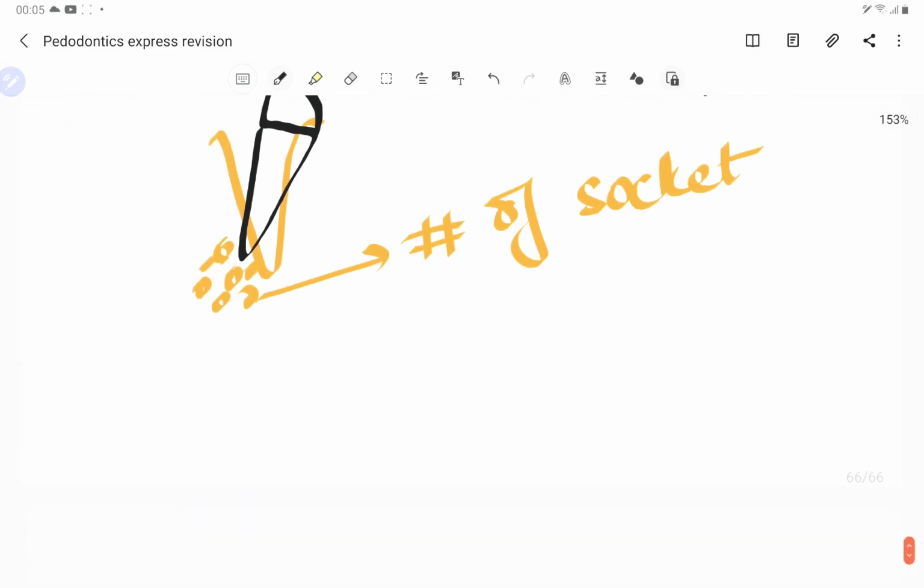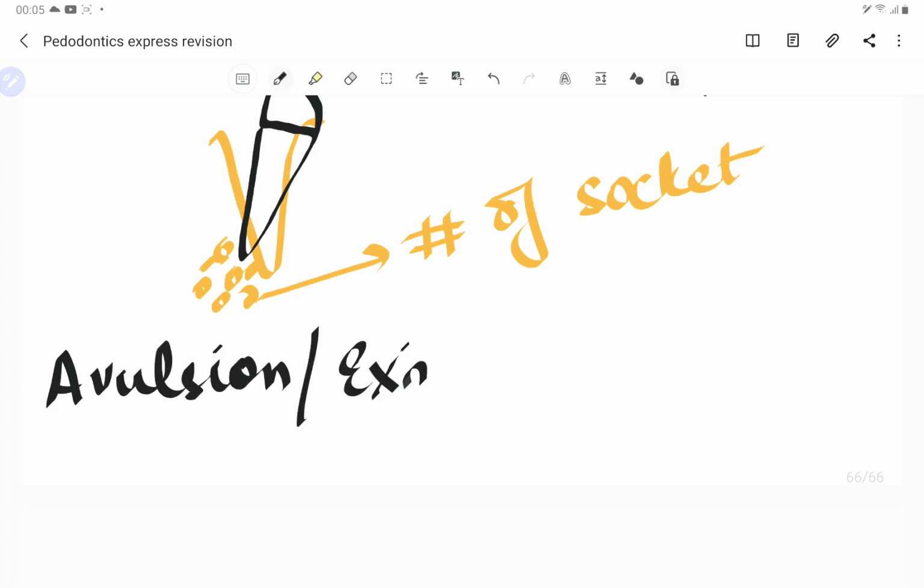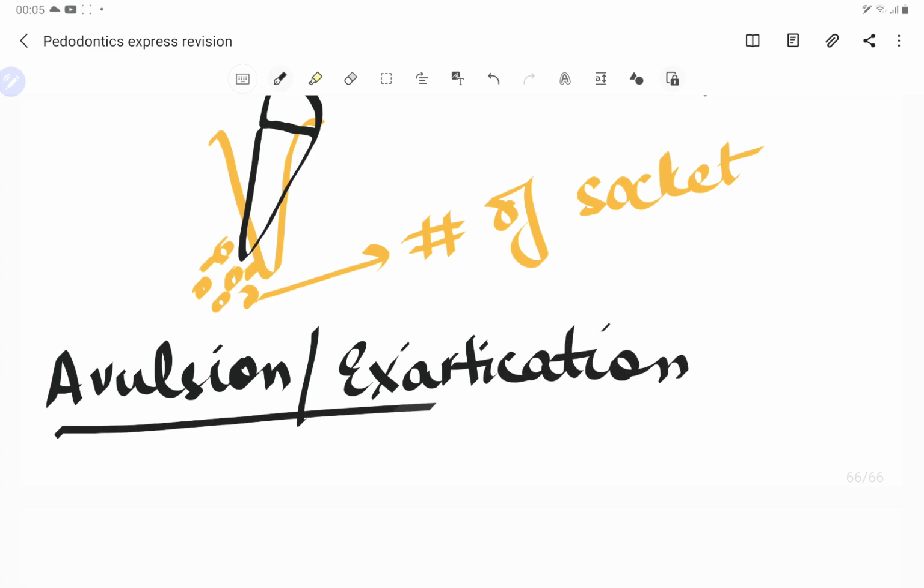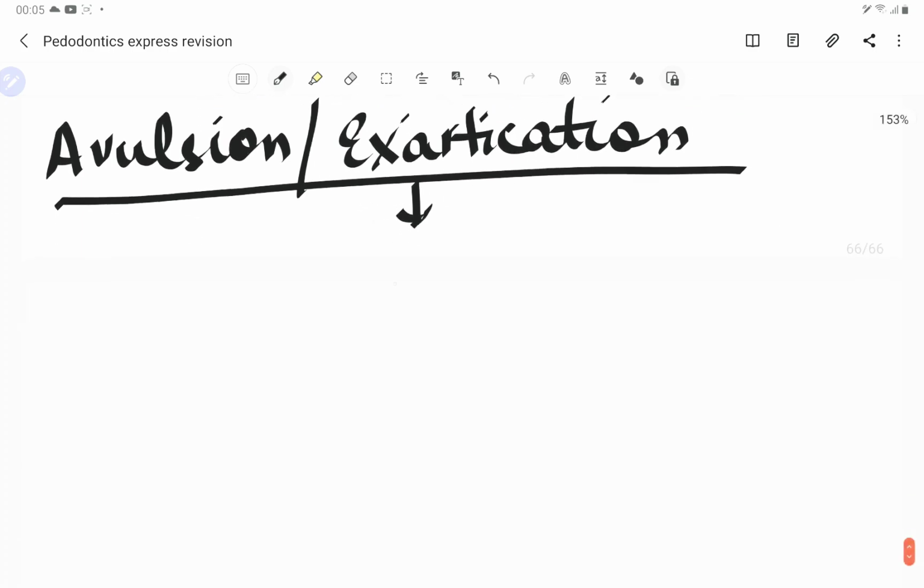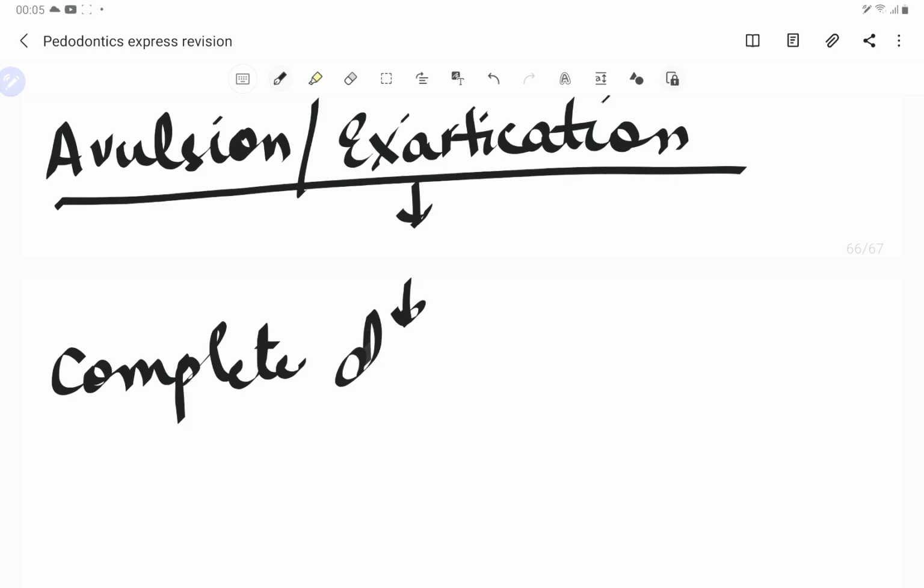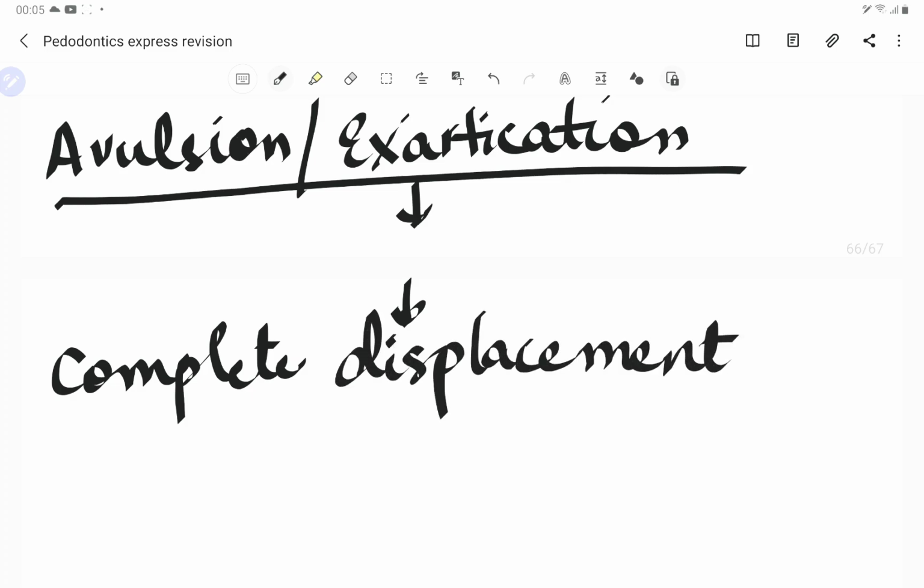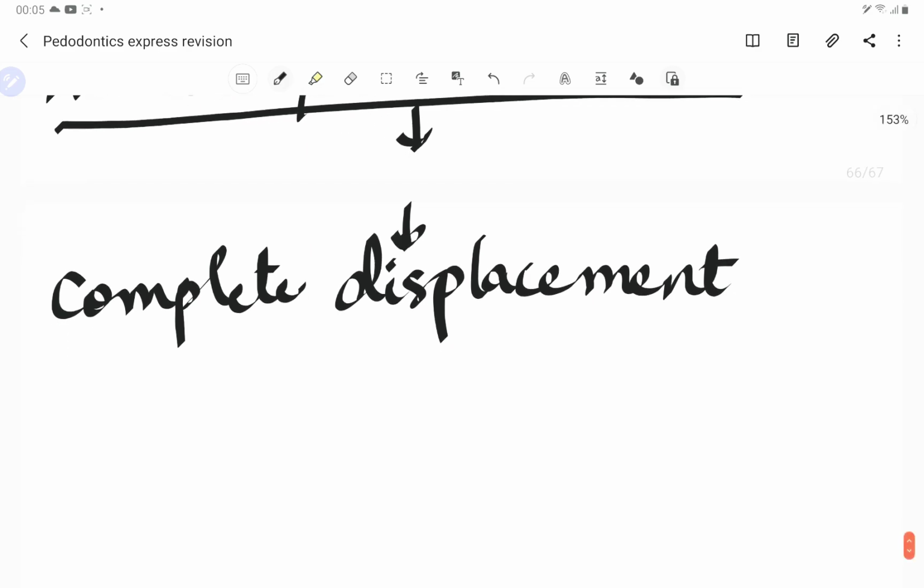Then guys, there is avulsion. Avulsion or exarticulation, that means the tooth is completely out of socket. Complete displacement. That means when the person is taking the tooth in the hand and coming to your clinic. So it's a complete displacement of the tooth out of the socket.